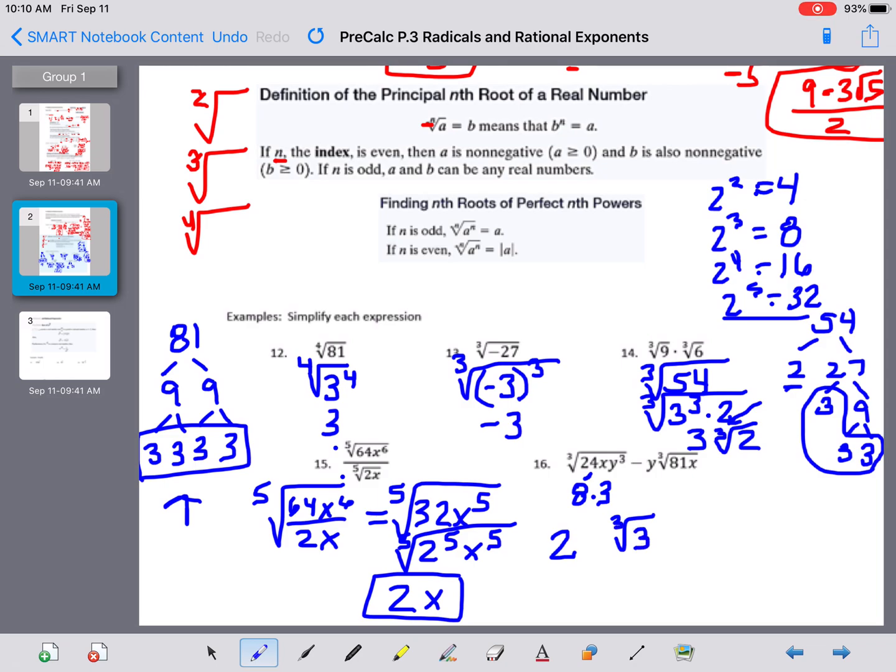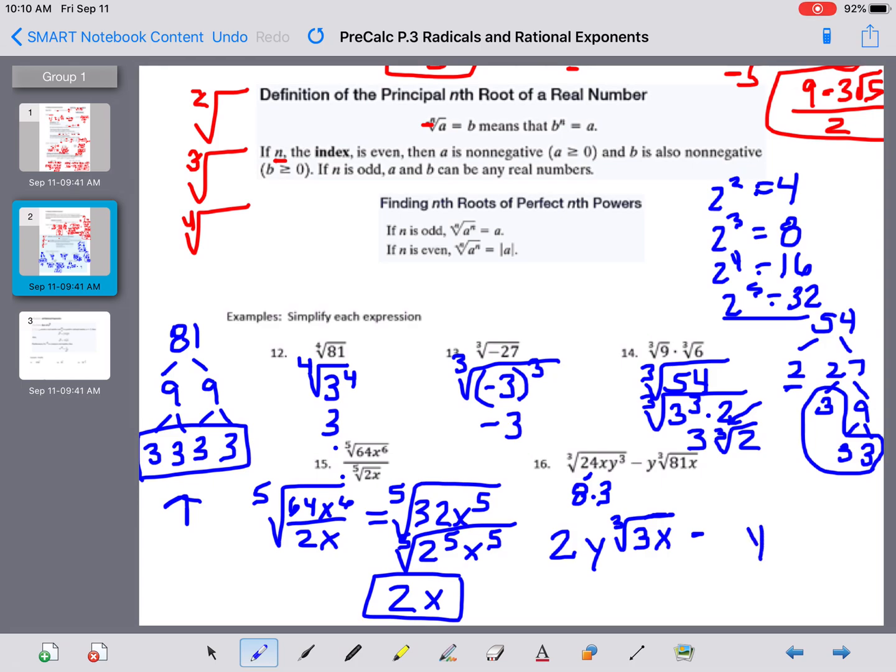Are there a set of 3 x's? No. So that x stays inside. Are there a set of 3 y's? Yes. How many? Just 1. So we pull out 1 y, and we don't have to leave any inside. So we've simplified that first radical. Looking at the second one, I already have a, now be careful here, that y is not y to the third, it's simply y. It's already out there, okay, so I'm going to leave it out there.